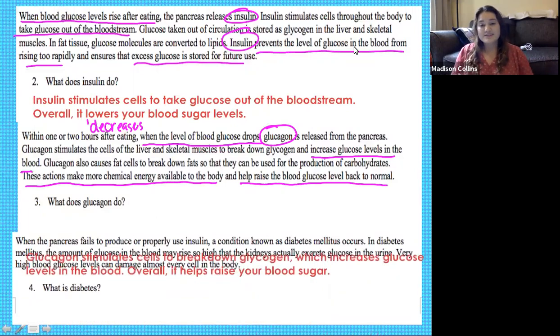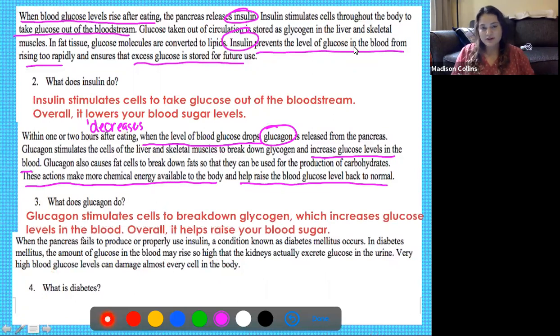So now tell me, what does glucagon do? Well, glucagon does the opposite of insulin. Glucagon is going to stimulate cells to break down glycogen, which in turn increases glucose or sugar levels in the blood. So overall, glucagon helps raise or increase your blood sugar. Okay. Now, this is where things get dicey.